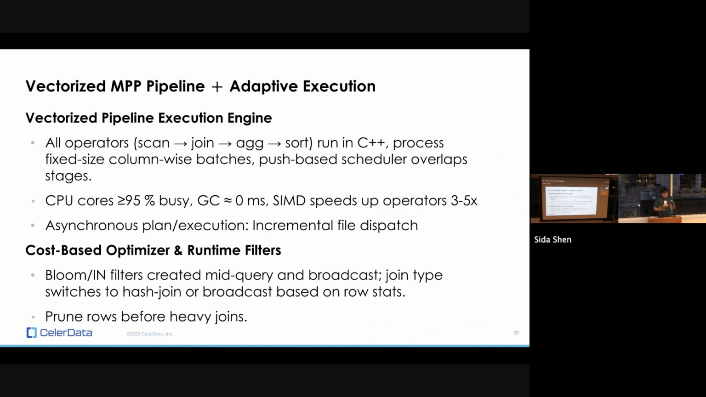We actually built something that's asynchronous. So when the plan is still running, we're still reading the manifest files. We're able to send fragments to the executors, right? So they can start working, right? So the planning doesn't even block the entire process, right? This is just for Apache Iceberg.